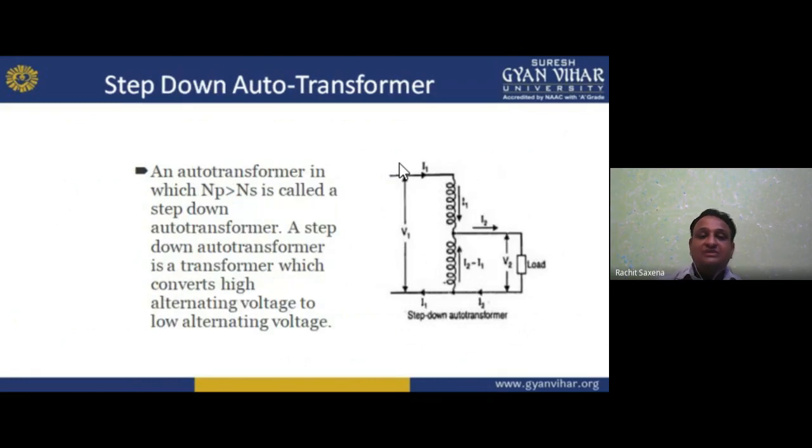Now moving forward, step down auto transformer. Similar to our two winding transformer, it is again the same. The primary turns are greater than the secondary turns and it is called a step down transformer. A step down auto transformer is a transformer which converts high alternating voltage to low alternating voltage.